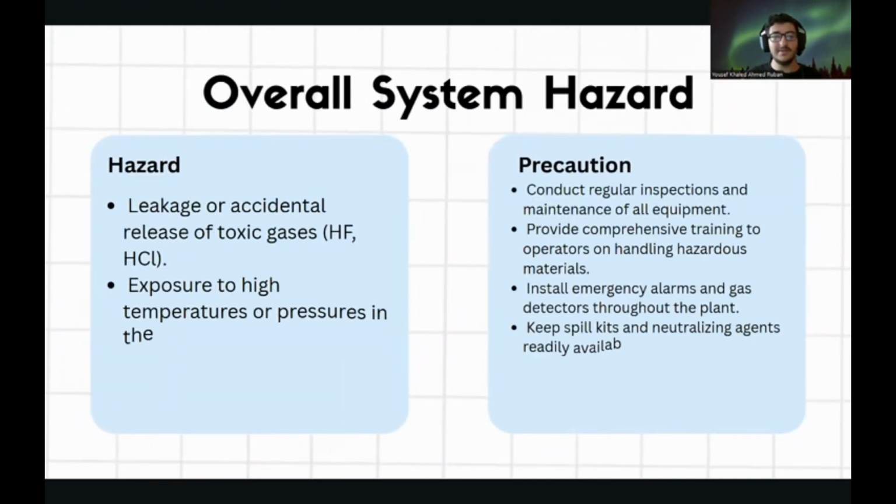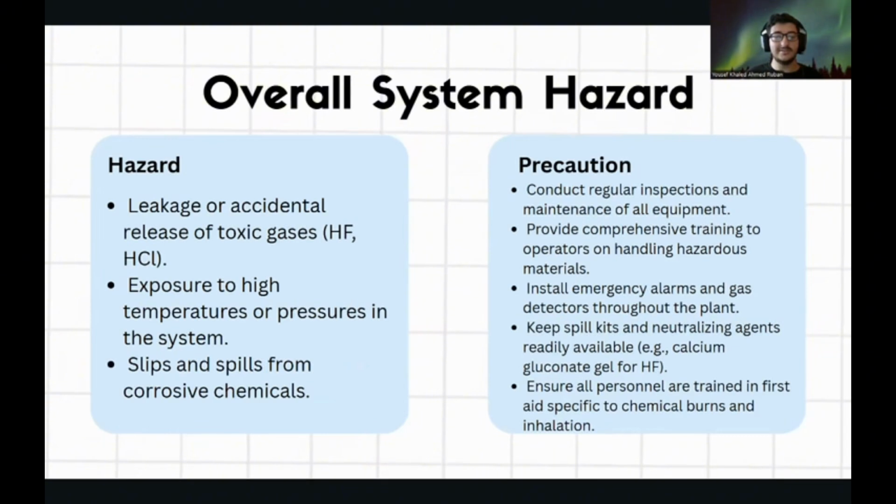For the overall system, the hazards are leakage or accidental release of toxic gases such as HF, HCl, and exposure to high temperatures or pressures in the system, and slips and spills from corrosive chemicals. The precautions are to conduct regular inspection and maintenance of all equipment, provide comprehensive training to operators on handling hazardous materials, and install emergency alarms and gas detectors throughout the plant.